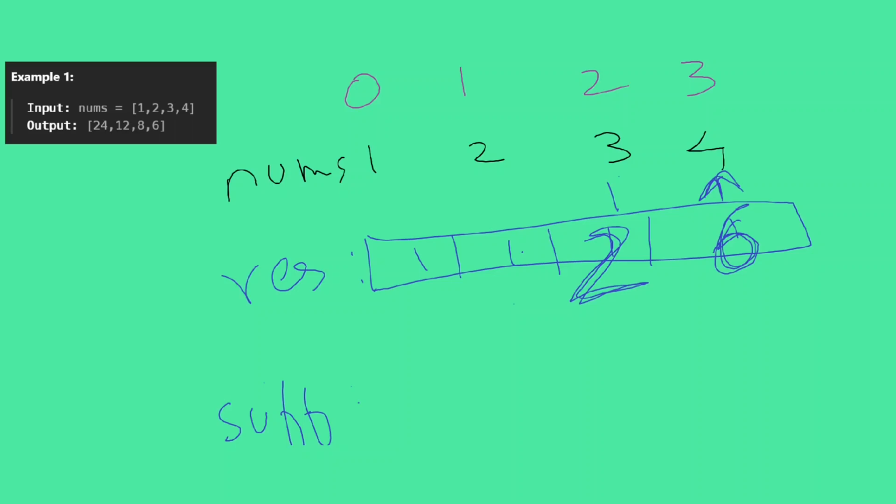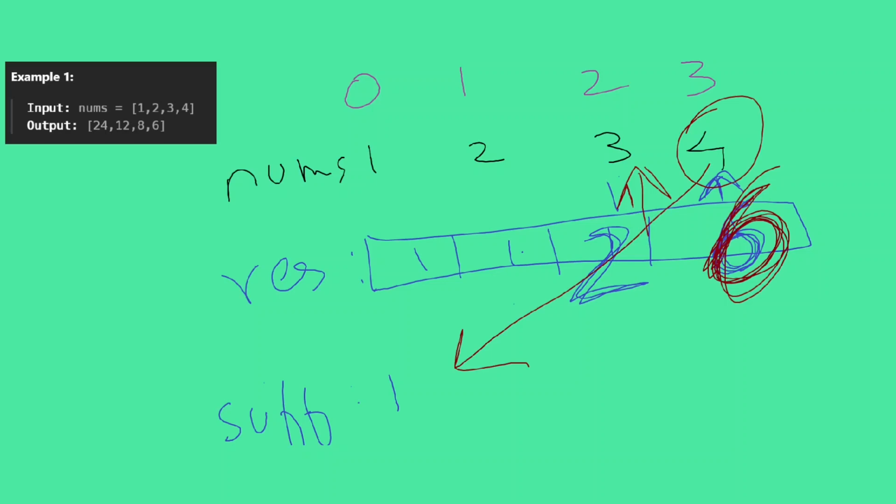Suffix would be, first we will multiply 6 into suffix. So suffix initially is 1. So 6 into 1 becomes 6. So let me emphasize this. Final answer here is 6. Now the index is here. But before moving the index, I'll multiply 4 with the suffix. So now the suffix is 4.